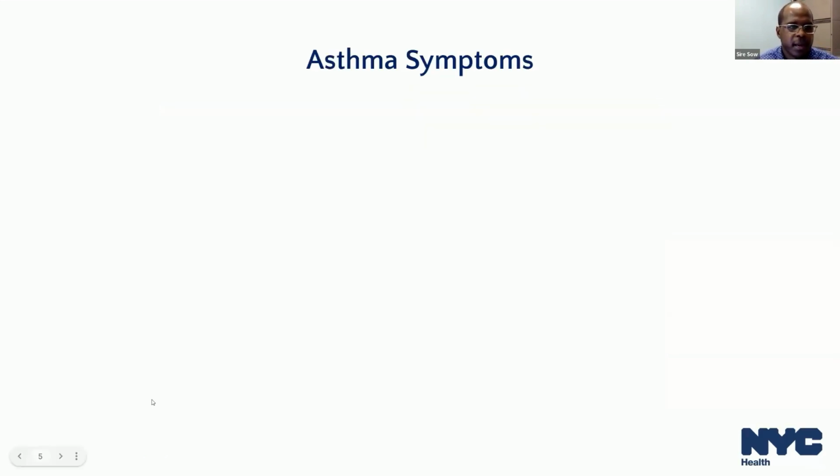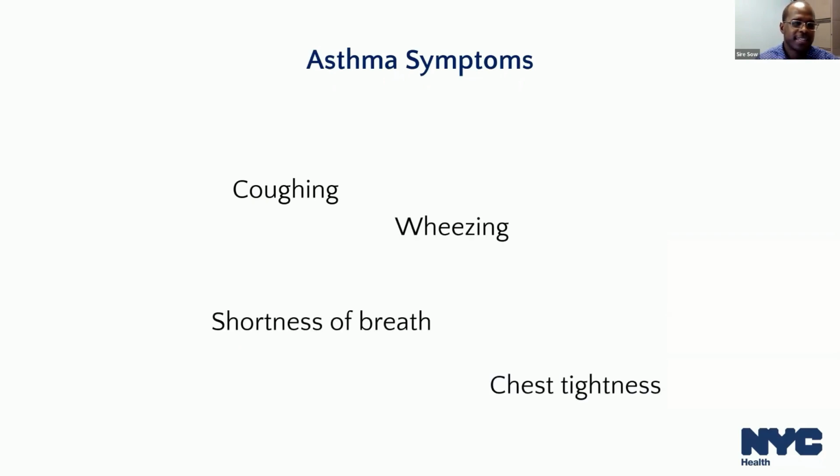What are the symptoms of asthma? We first have coughing, wheezing, shortness of breath, and chest tightness. All of that inflammation that we talked about leads then to these symptoms. And that's why someone who has asthma will experience coughing, wheezing, shortness of breath, and chest tightness.